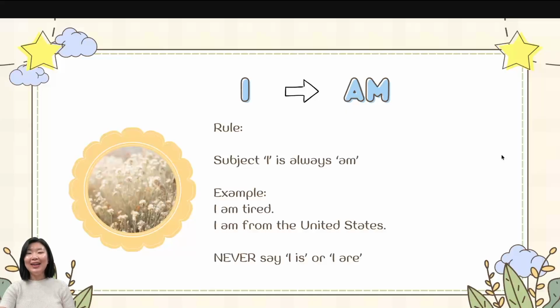So I can only be used with am. For example, I am tired. I am from the United States. Never say I is or I are. Remember, I's best friend is am.